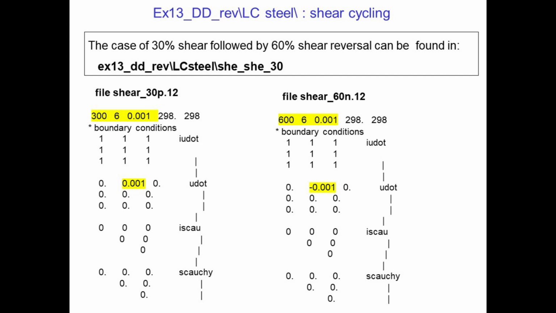And then the conditions for running are: we are enforcing all the velocity gradient components. We are doing 300 steps of 0.1%, and we are enforcing component 6. Component 6 is epsilon L12. So 300 steps of plus 0.001, and 600 steps for the reversal, at minus 0.001, with increments of 0.1%.